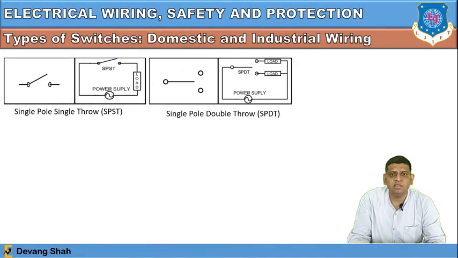You can see the SPDT is a single pole where two throws are connected, and the two throws connect two loads or conditions, right? So it's kind of a parallel connection. You can see there is a single pole and two throws.